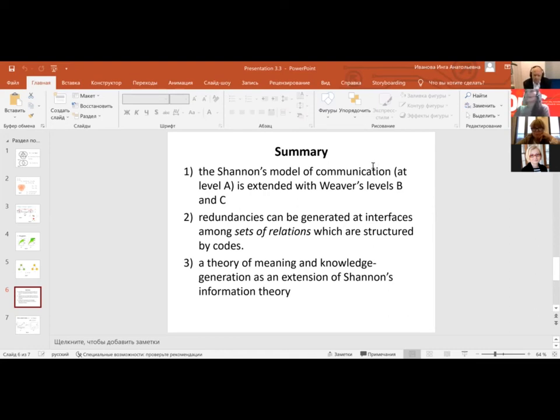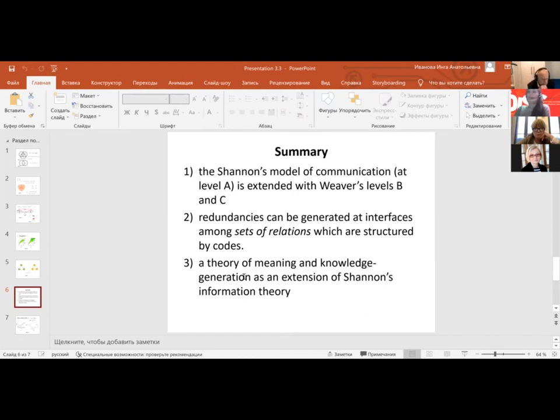That the Shannon model of communication was extended with Weaver's levels B and C. The second one is about redundancy that can be generated at interfaces among sets of relations which are structured by codes, thanks to the different communicational codes. And the third one, the extension of Shannon's information by the theory of meaning and knowledge generation.